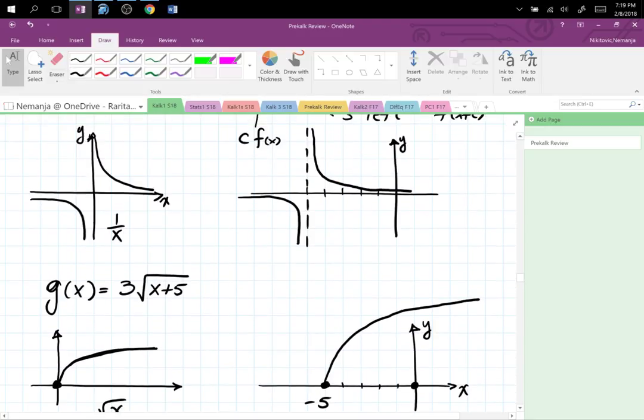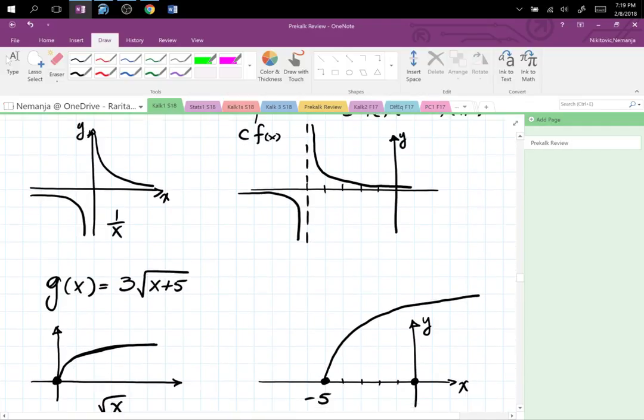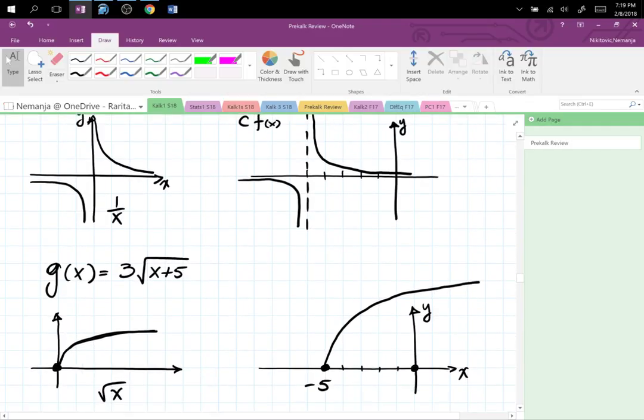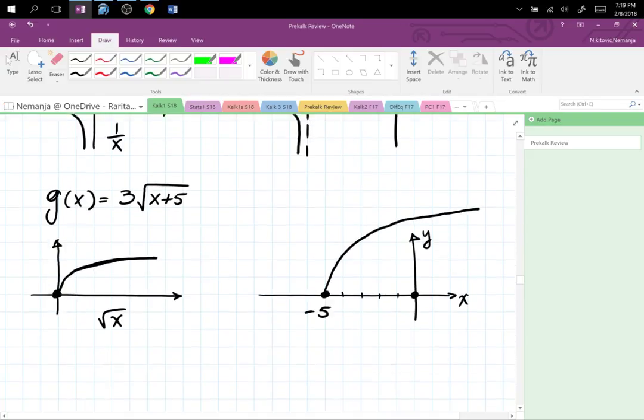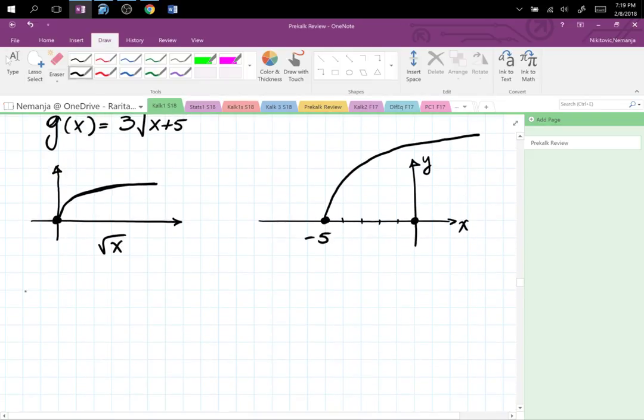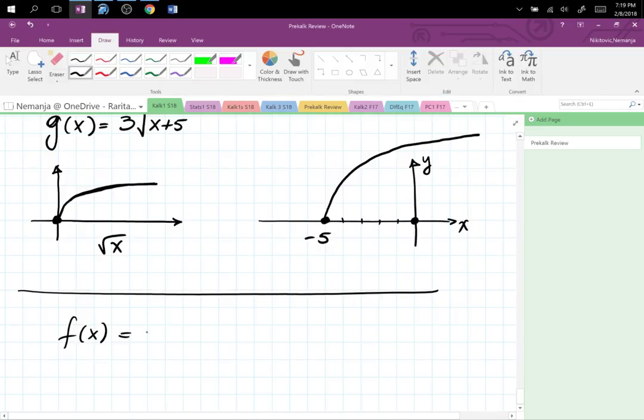Yes, that's my next example. Good. So now what I'm going to do is again go with f of x, let's say, to be, let's just go with e to the x minus 2 plus 3.